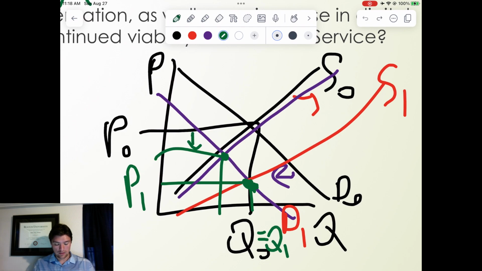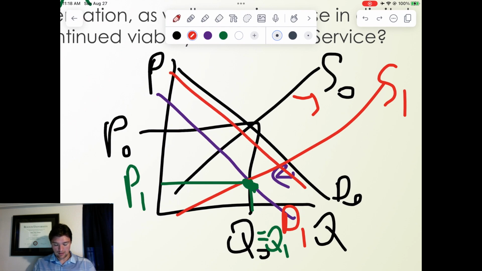Now, what if I were to do this? What if I were to decrease demand a little bit here? And now what happened to quantity? Quantity increased on this one, but what happened to price? Price definitely went down.